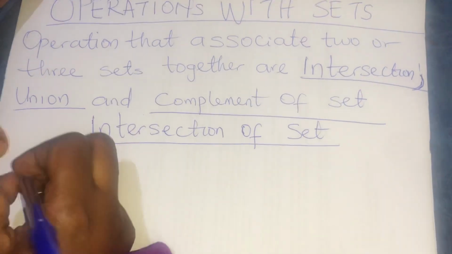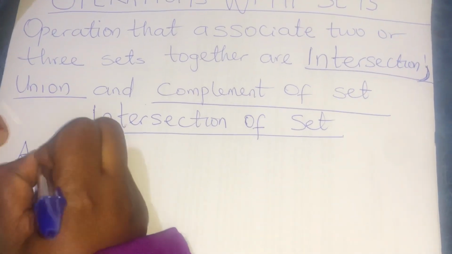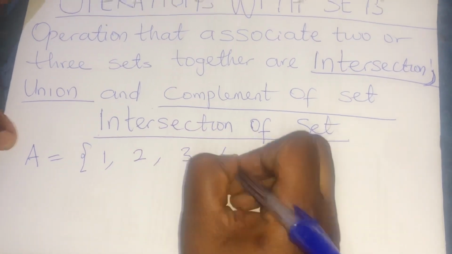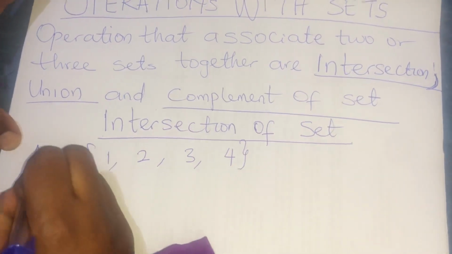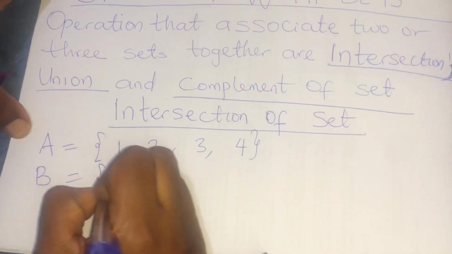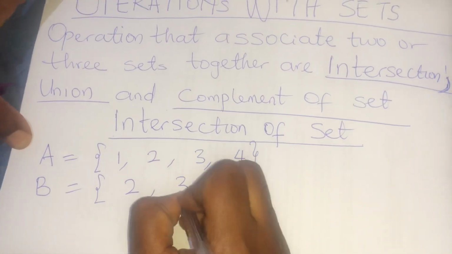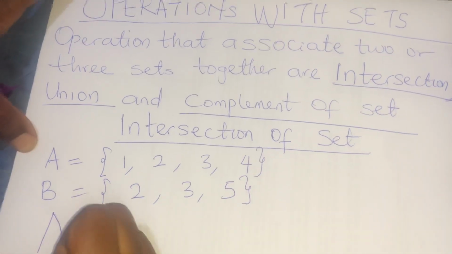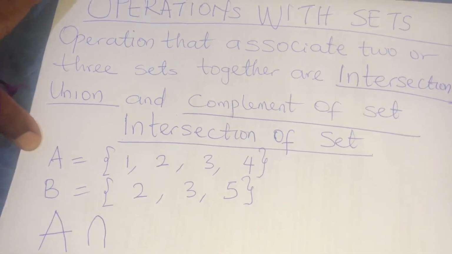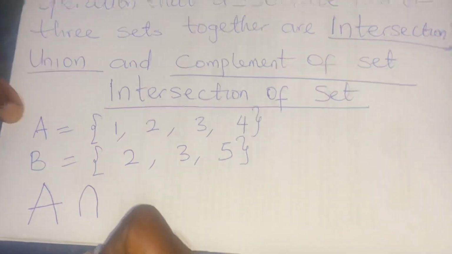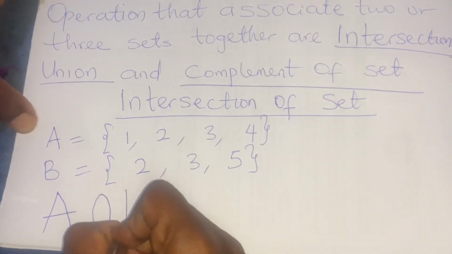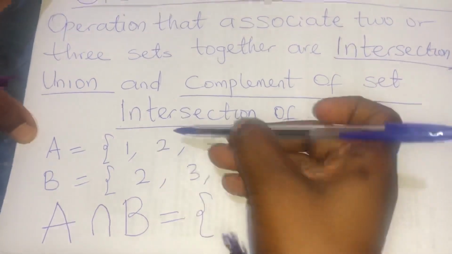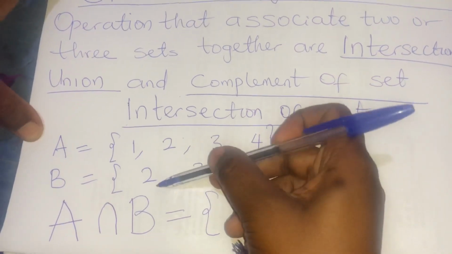For example, if we have A equal to {1, 2, 3, 4} and B equal to {2, 3, 5}. So A intersects B. This intersection is denoted with this small n. A intersects B will be those elements that we can find in A and also find in B.